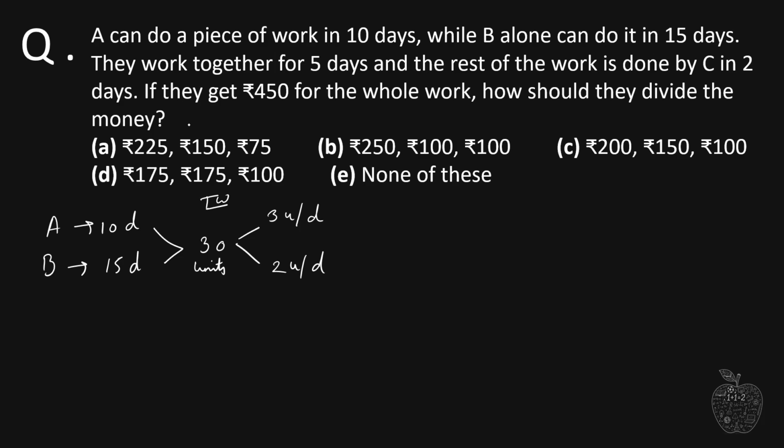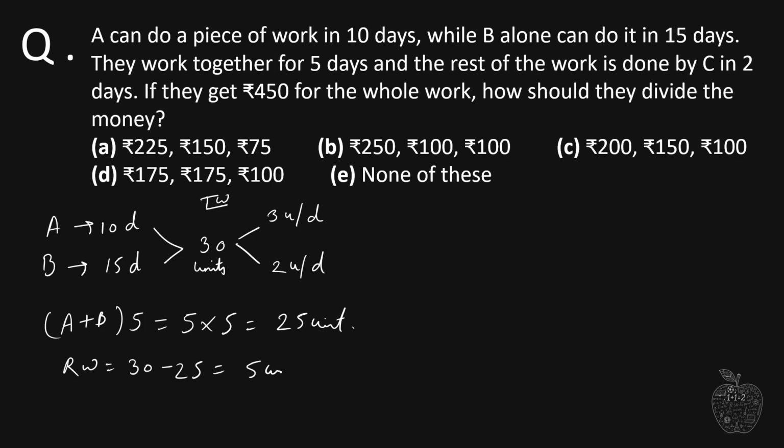Now they work together for 5 days and the rest of the work is done by C in 2 days. So we are given that A plus B, they together work for 5 days. Let's see first how much work is done. A plus B, which is 3 plus 2, 5. So 5 units per day is done for 5 days. So 25 units of work is done. What is the remaining work now? It is total minus 25, which is 5 units.